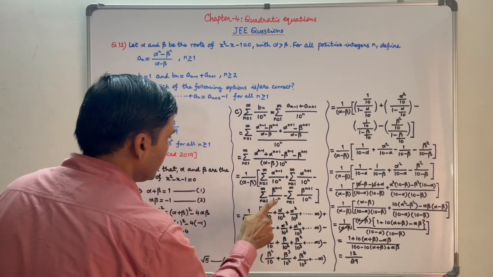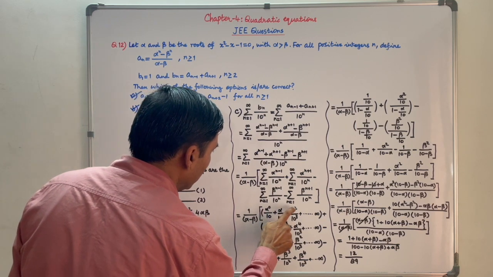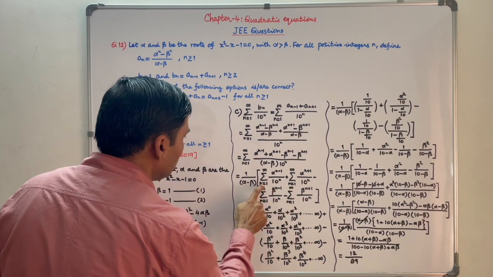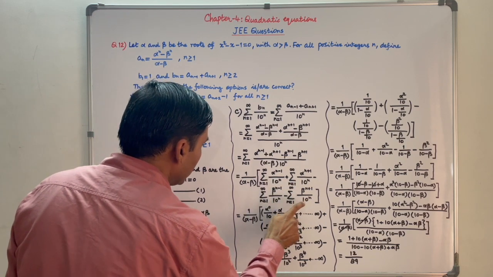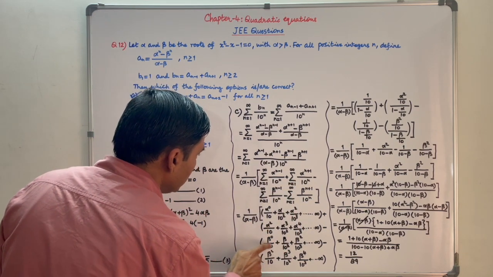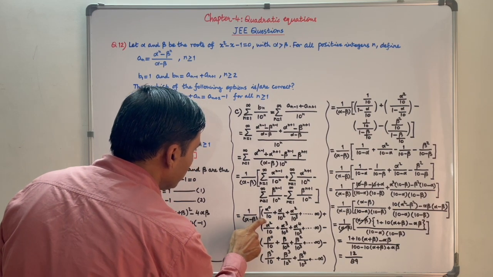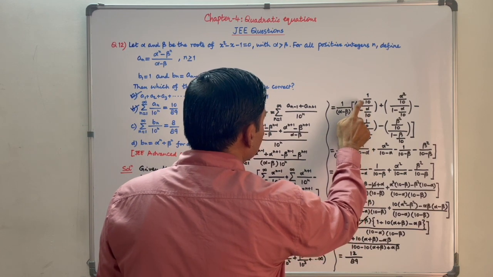This can be expanded as alpha to power 0 upon 10 plus alpha upon 10 square plus alpha square upon 10 cube plus and so on up to infinity. Put the values of n equal to 1, 2, 3 and so on up to infinity. Similarly, these all can be expanded like these. These 4 are infinite GP series whose sum is given by the formula A upon 1 minus R, where A is first term and R is the common ratio.